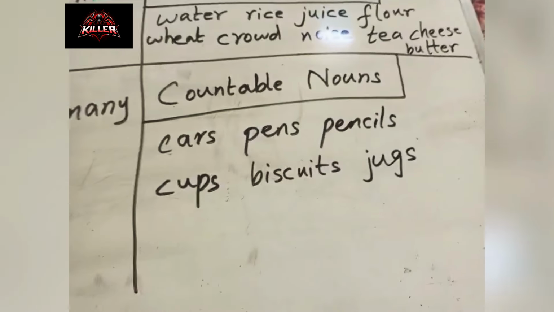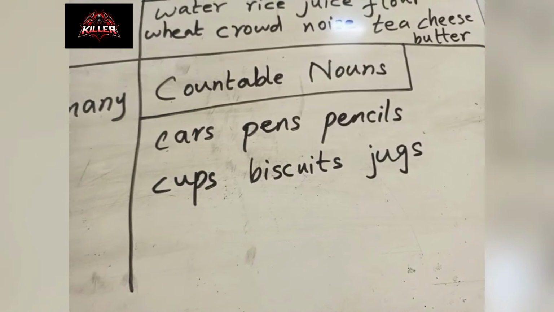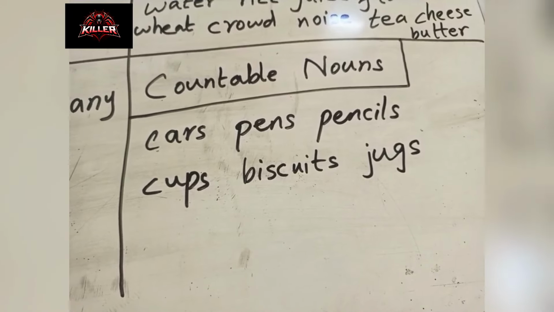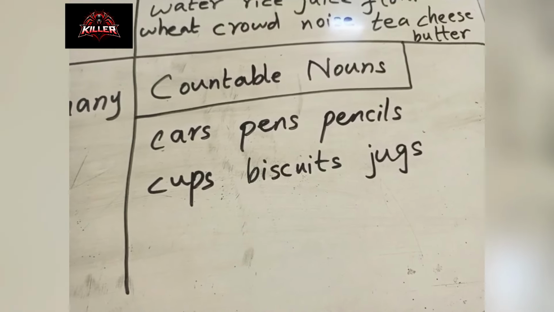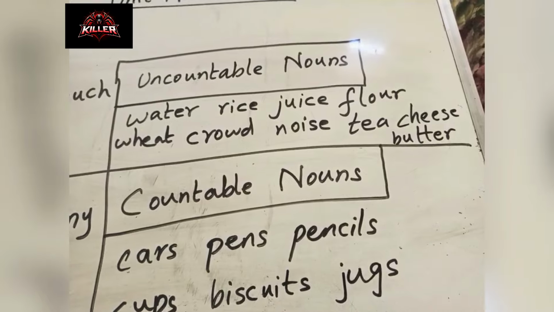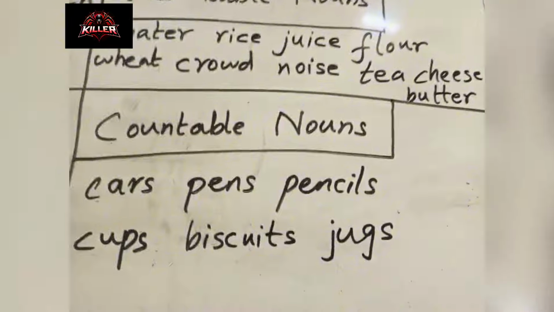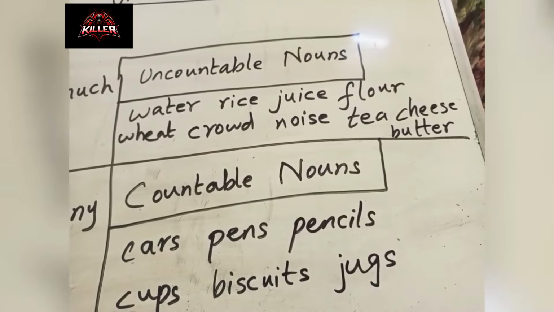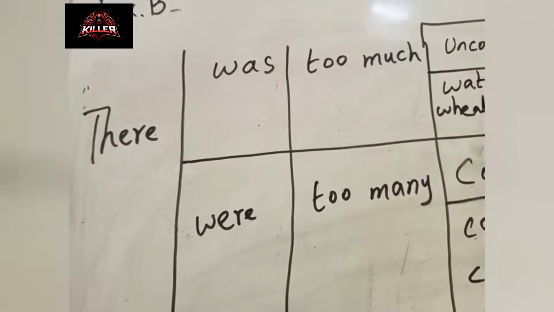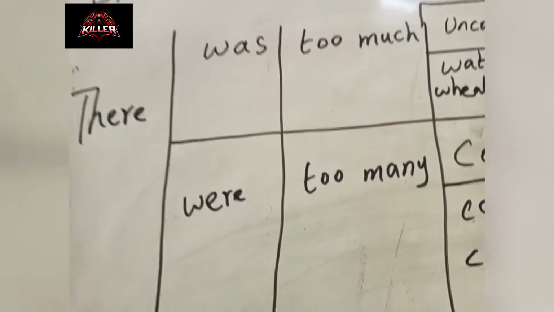And what are countable nouns with which you could use numbers? For example, you could say one car, two cars, or one biscuit, two biscuits, or one jug, or three jugs. So they are countable nouns. Many more are there in the list of uncountable nouns and countable nouns, but I am giving you some examples to understand. Now, this is clear that you are going to use too much with uncountable nouns and too many with countable nouns.